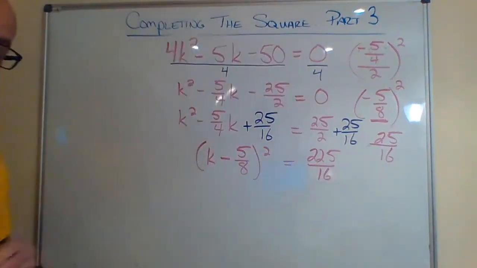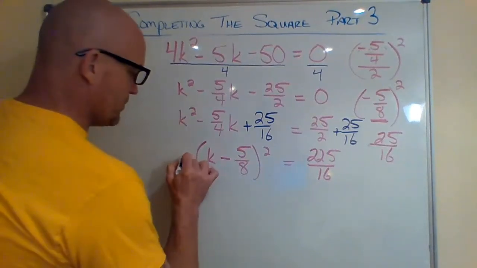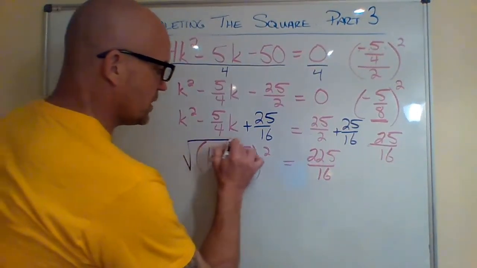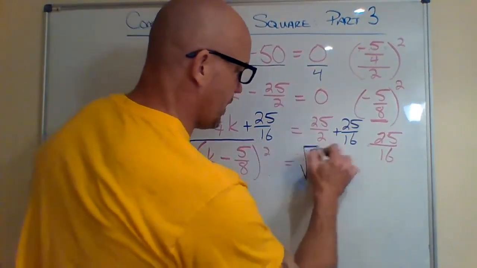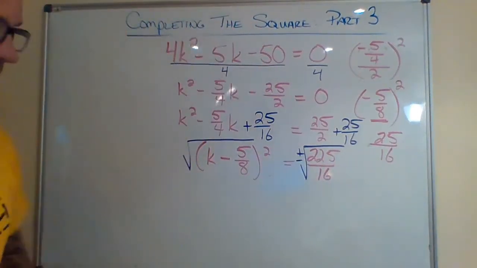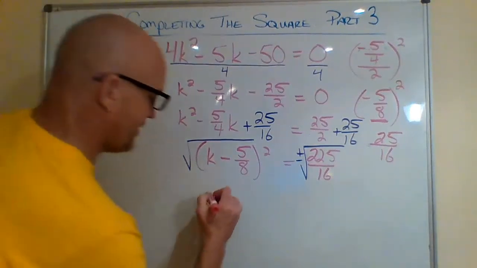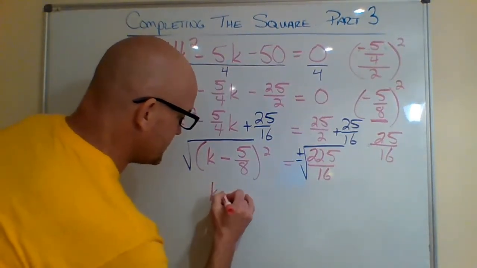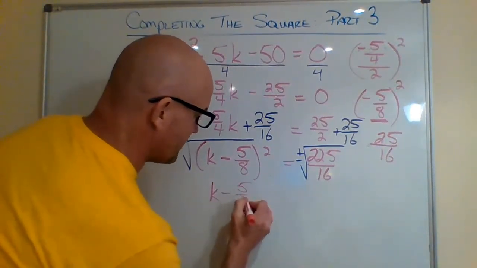Okay. Now, at this point, I'm going to go ahead and solve this with perfect squares. So I'm going to square root, and I'm going to square root. I will not forget my positive or negative this time. When I do that, the square root of k minus 5/8 squared is k minus 5/8.